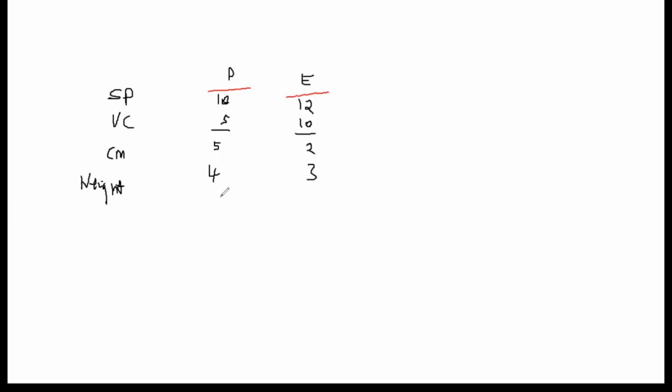So that's our weight. If you multiply the contribution margin by the weight, this times this you get 20, and this times this you get 6. So which will give us a combined contribution of 26. That's our combined contribution.